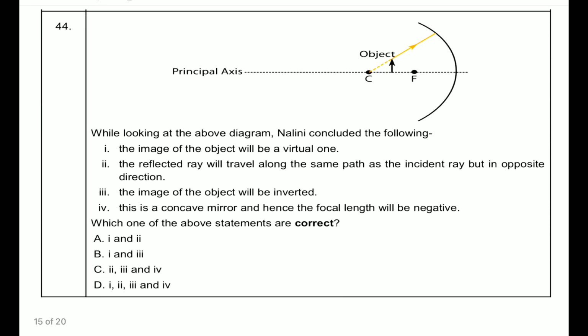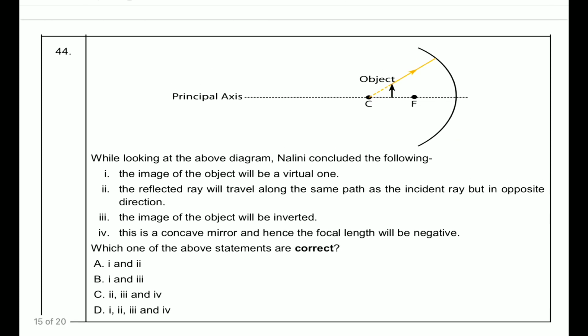This is question number 22 of your sample paper. Let's try to solve this. Looking at the above diagram, Nalini concluded the following. There's a student named Nalini, a very weird name, I cannot pronounce it properly. Anyway, you have 4 options and this image. I don't know exactly which image it is, but I'm assuming this is a concave mirror.